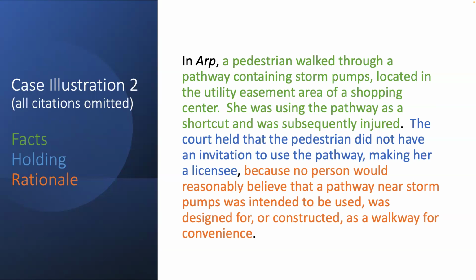So here we have a lot more information, even though it's much shorter. We know that the path that she took was near storm pumps. We know that it was in an easement adjacent to the shopping center. We know that she was injured, as well as her taking a shortcut. So here it's easier to understand the court's holding and the court's rationale.